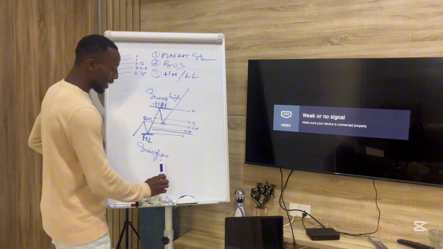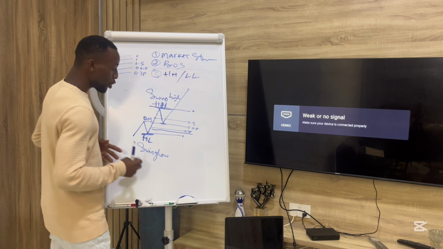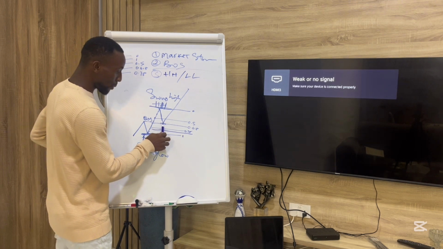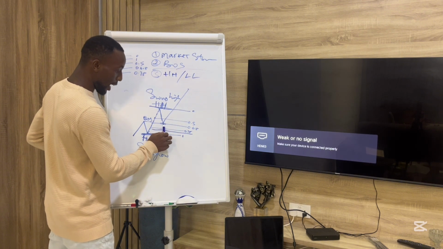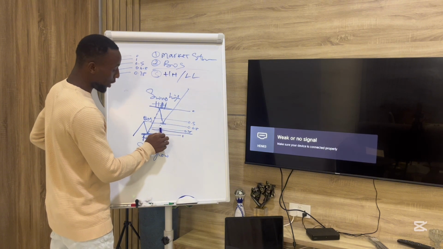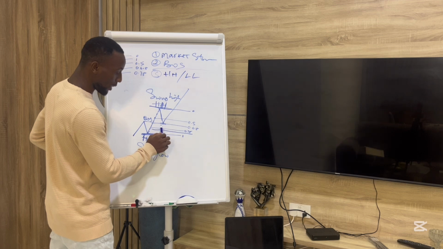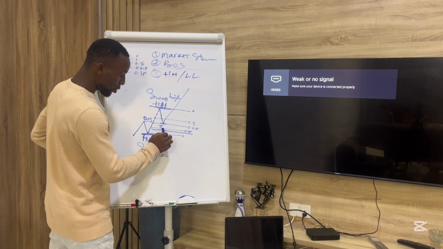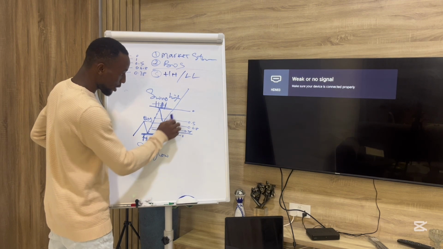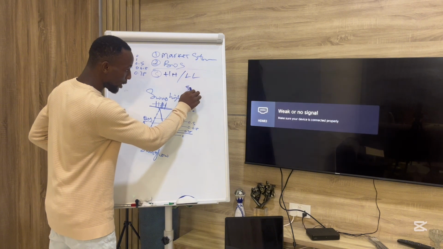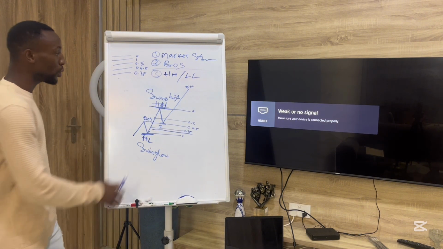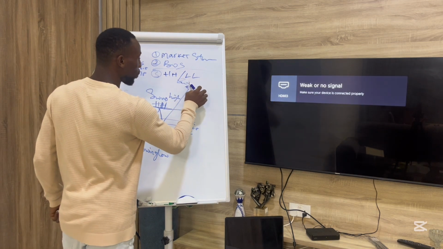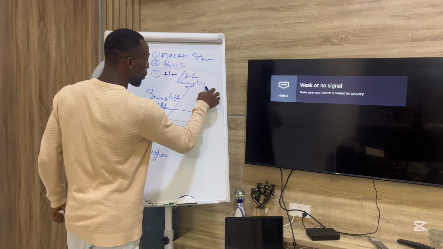So now if you observe, once this market got here and went up, it created another swing low here. Another swing low was created here. That's another higher low, and another higher high was created here, which is another swing high.